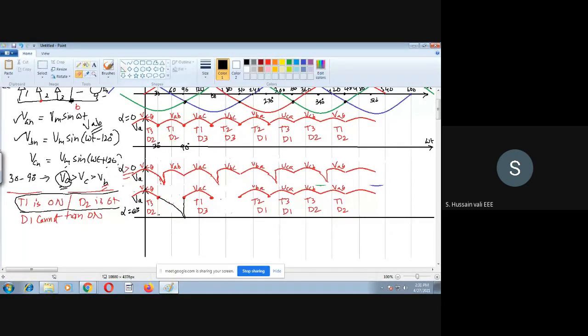So now you see once again that this delay will continue till this point for alpha 60. So once again, now this T3, D1 will not be there. Okay, it's very simple to understand. There is nothing else if you follow these graphs.